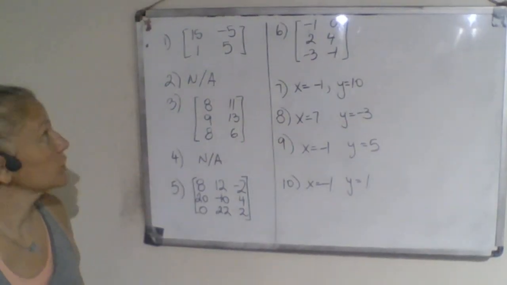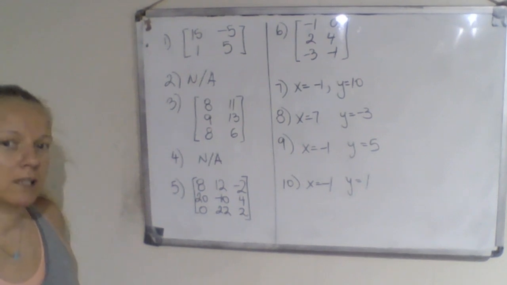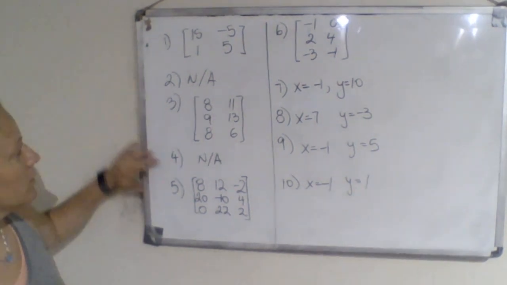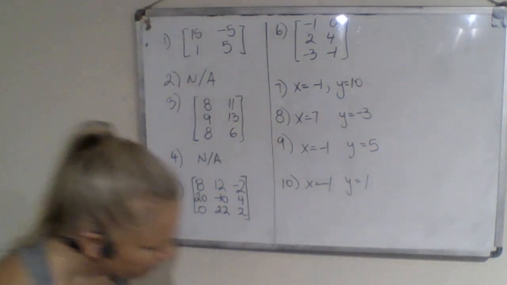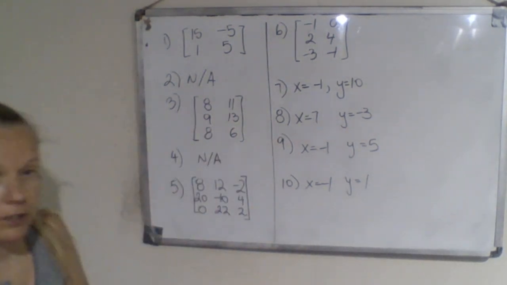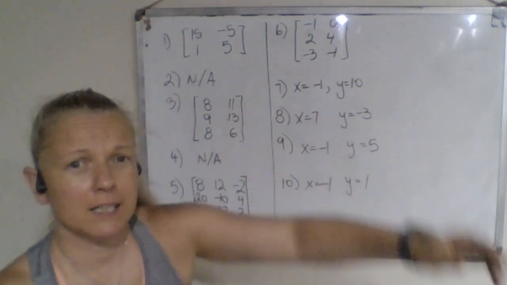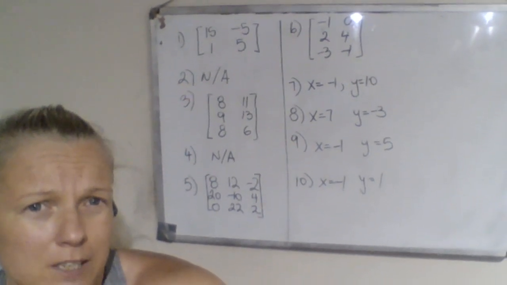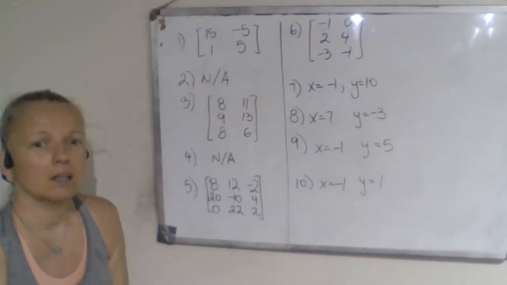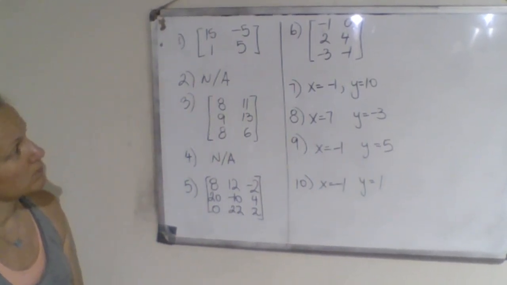Okay, guys, here's your answers. I'm going to step out of the way. You look and check and make sure you have the right answers on all of them. 2 and 4 were not possible to do because their measurements were not equal to each other, right? The rest of them, look at them. That's a 0. That's a -1 and 0. Those are your answers.